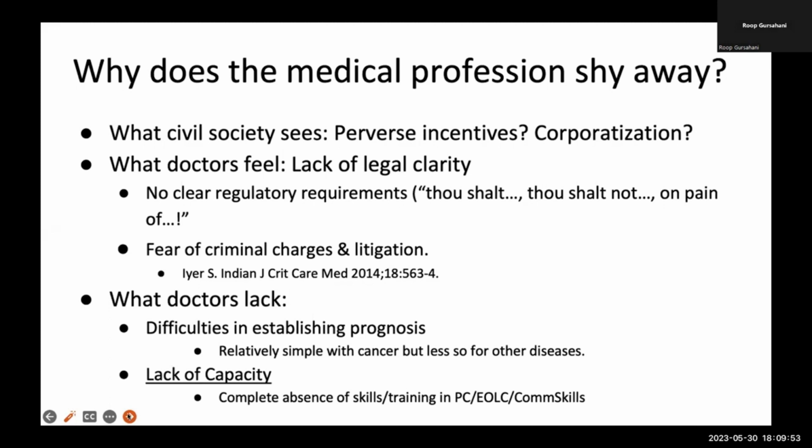But what nobody says is that we lack two things. One is, of course, prognosis is not easy, but as I said, if you pay attention to it, it becomes progressively easier. The second thing is lack of capacity. We are completely not trained in palliative care, end-of-life care, or communication skills, so we just don't know how to handle these situations.